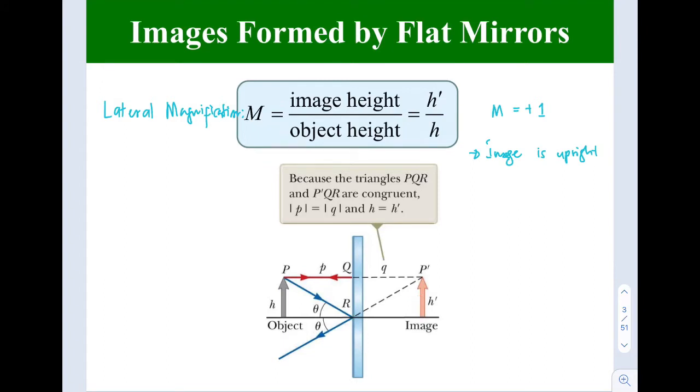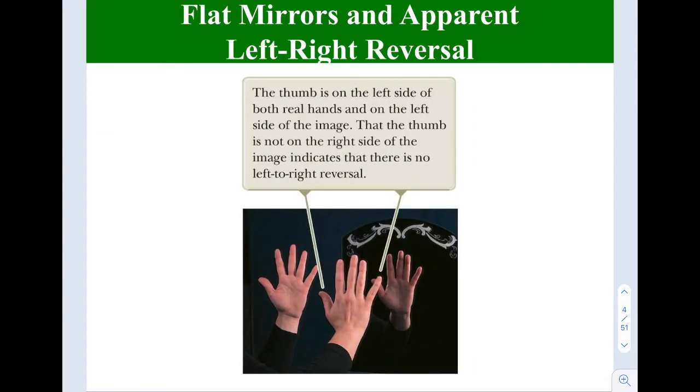A flat mirror produces an image that has an apparent left-right reversal. So, what does that mean by left-right reversal? Take a look at this diagram. In this diagram, the image in the mirror of a person's hand is reversed. This is the right hand, this is the left hand.